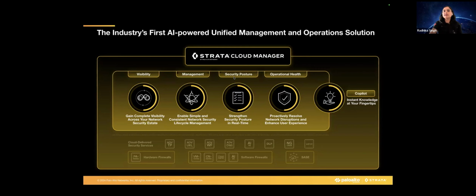The third pillar is security posture. Strata Cloud Manager helps you strengthen your security posture in real time using AI-powered analysis as well as best practice analysis. Your policies which are already configured, or whenever you're configuring new policies, it checks those policies against certain industry standards, frameworks, or compliance checks and lets you know if the policy can be configured or not. This helps you maintain, or even improve, your security posture.